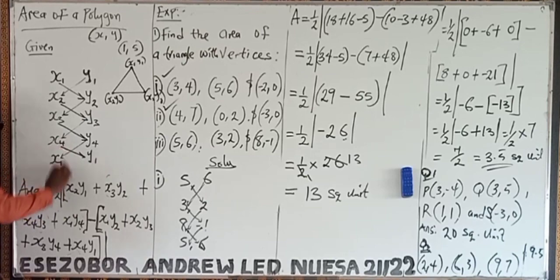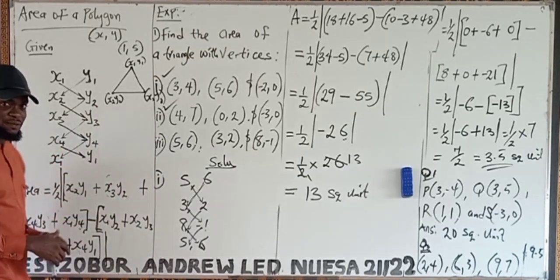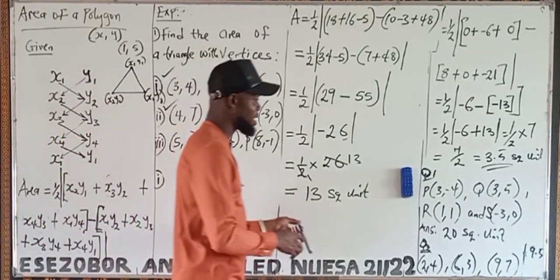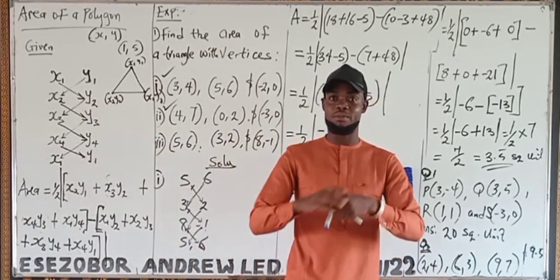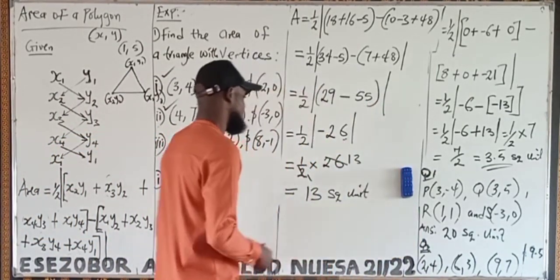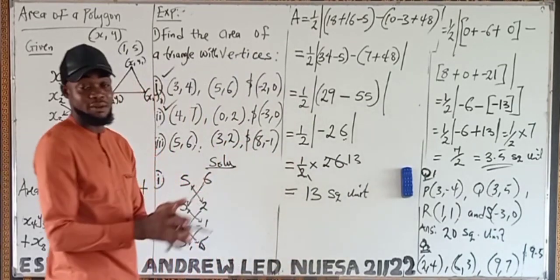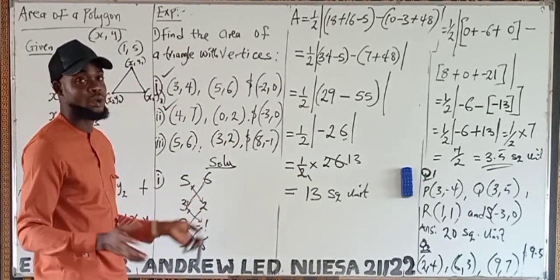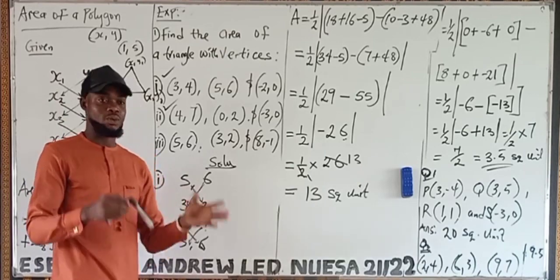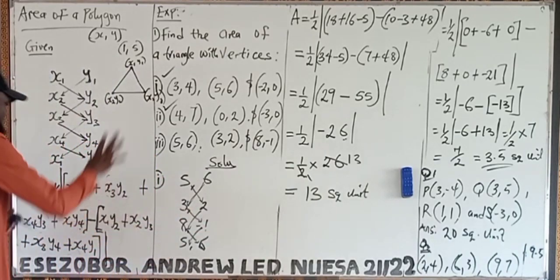Then take the half and take the absolute value of what you are multiplying, so that you don't have a negative value for area. Because we cannot say the area of something is negative. That does not make sense. It doesn't make sense to say the area of this curve is minus 2 meters square. No, no, no. So please ensure you understand this.